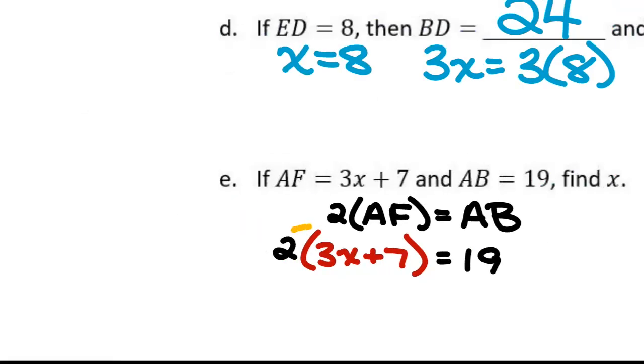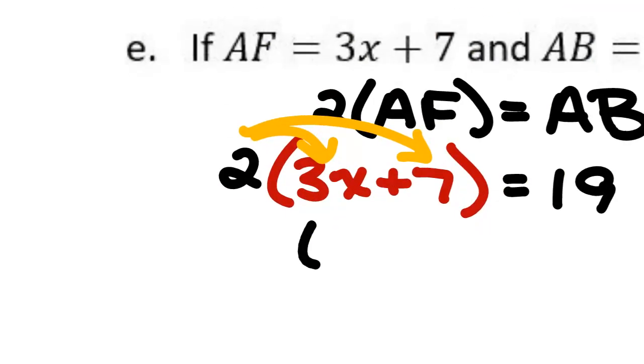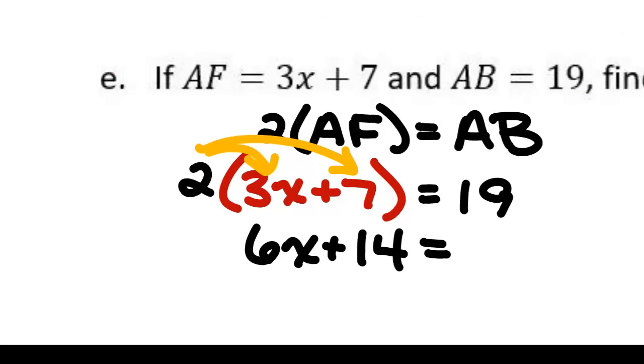I'm going to take this 2 and distribute it. Make sure to multiply both pieces. This is something that I'm seeing happen more and more. When we're distributing on these problems, we're remembering to multiply the first part, but we're forgetting to multiply the second part. So we're multiplying by the 3, but we're forgetting to multiply by the 7. So that would give me 6x plus 14 equals 19.